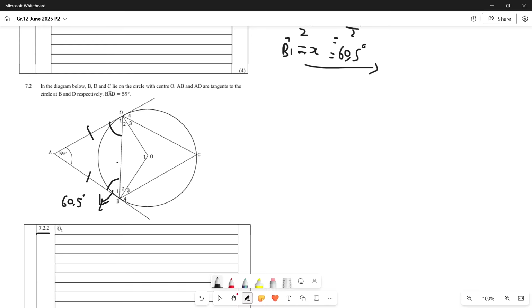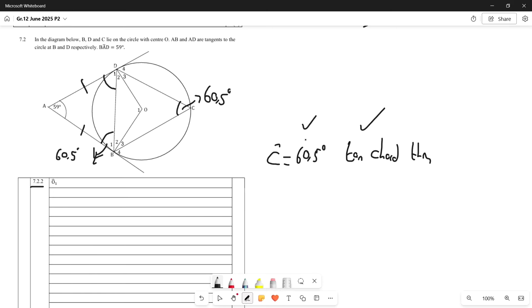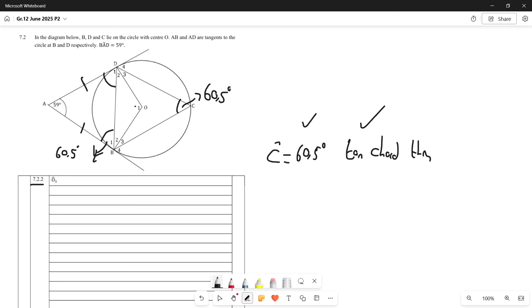The reason this works regardless of whether you're taking it from B1 or D1 is that when you jump in and you go to C, from here you jump in and you go to C as well, which means C over here is 60.5 degrees because of tan chord theorem. Okay, that just earned us 2 marks, 1 mark for our angle, 1 mark for our reason, and then we're just 1 move away from O1.